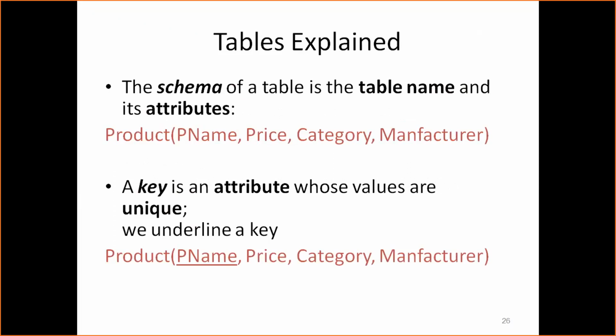You also hear this word called schema. The schema for a table means the name of the table and also the attribute names. So in the example we saw, the table name is product, and all the attribute names are product name, price, category, and manufacturer. This whole thing is called the schema of the table.